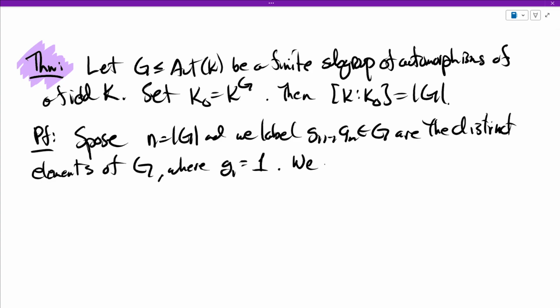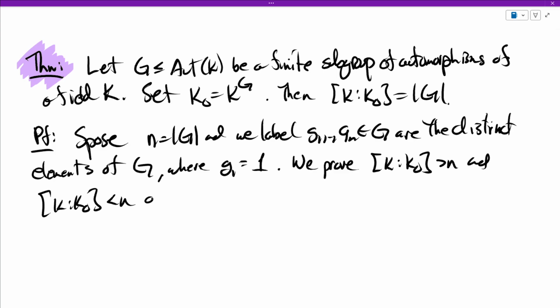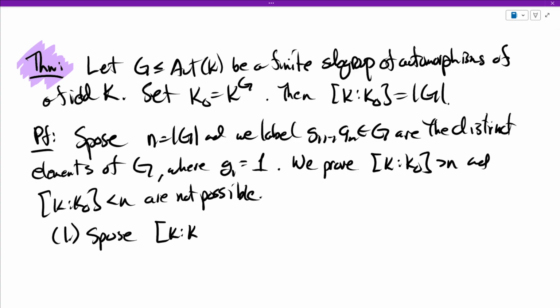So we are going to prove that the degree of K over K0 bigger than n, and the degree of K over K0 less than n are not possible. And that's going to mean then that the degree of K over the fixed field is exactly n. So we're going to do these cases separately. For the first case, we're going to suppose the degree of K over K0 is m, which is less than n. Okay, so we have the degree of our extension is less than the order of the group.